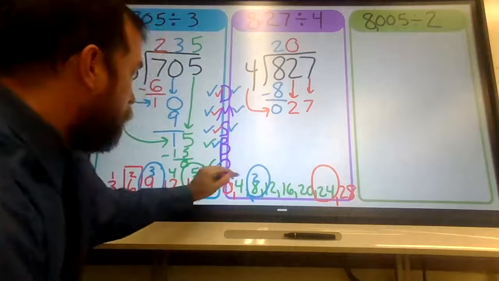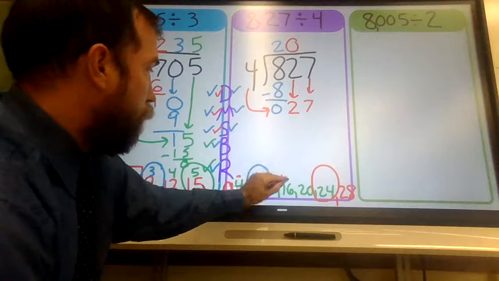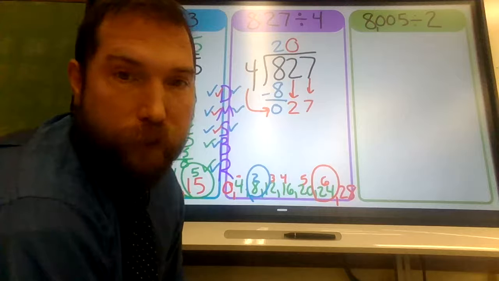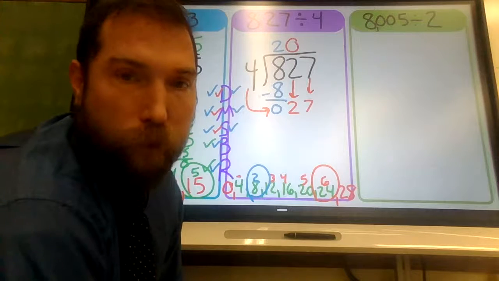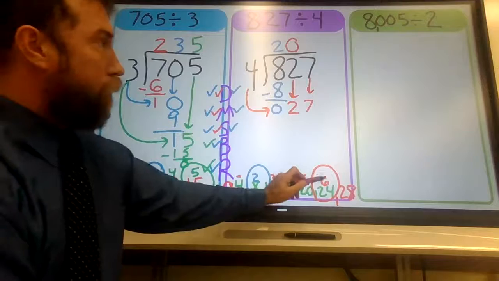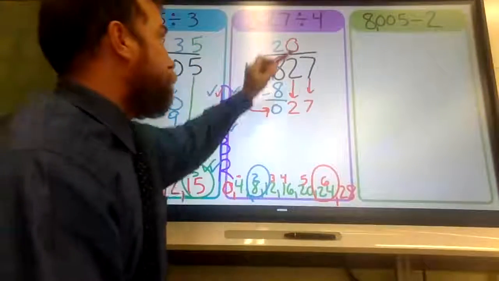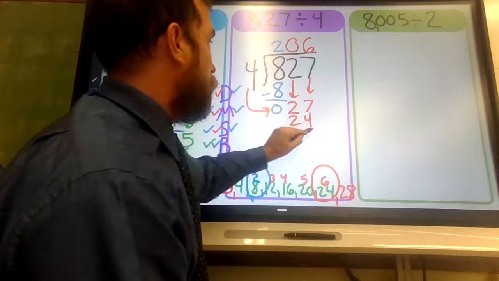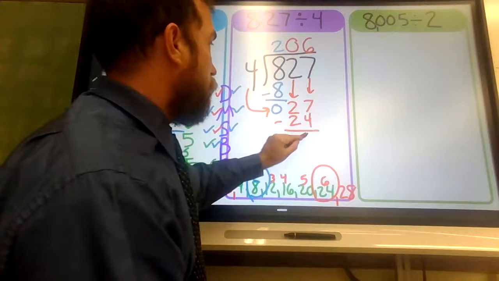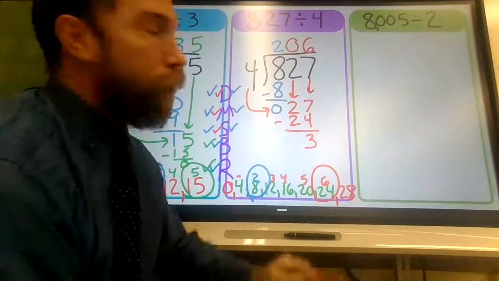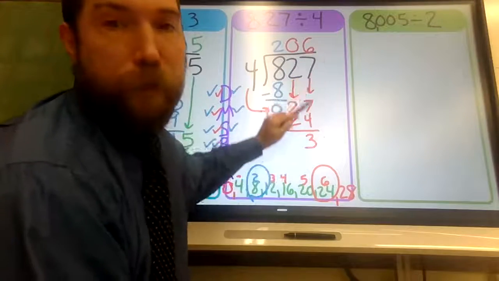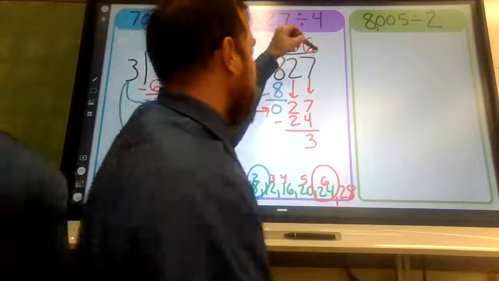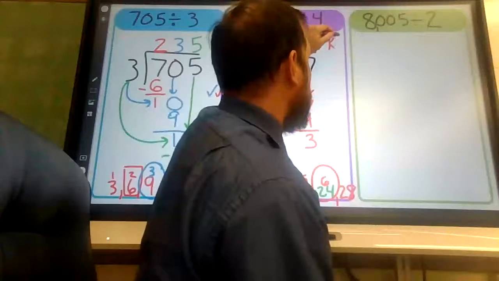How many groups is that? 1, 2, 3, 4, 5, 6 groups. Okay, 6 times 4 is 24. Again, so the 6, the groups, goes up top. Underneath goes 24. And then I subtract, and there's 3 left over. I go to bring down. There's nothing left to bring down. Again, this is why my arrows are helpful. There's no more numbers to bring down. Then that becomes my remainder.